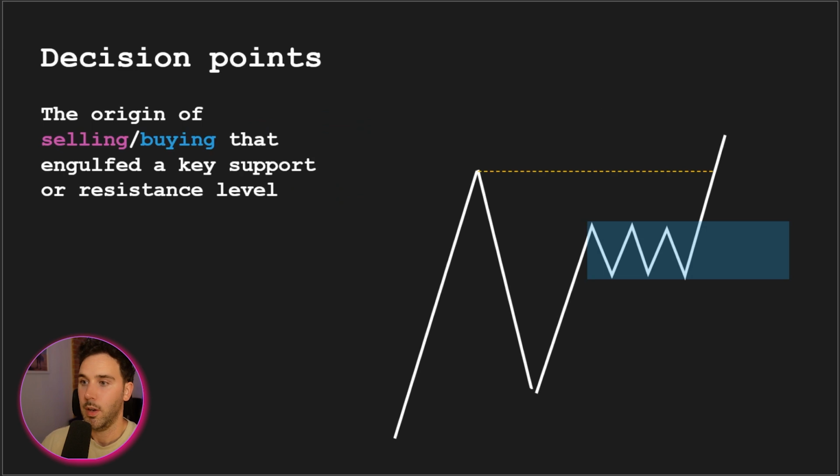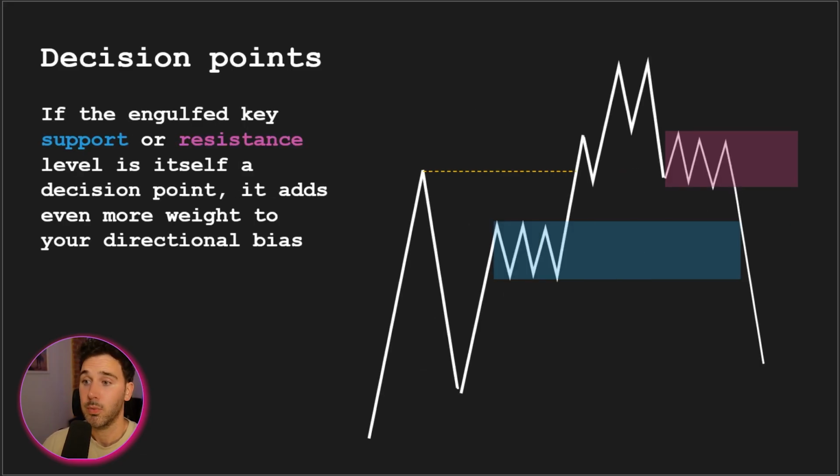So decision points are the origin of selling or buying that engulfed a key support or resistance level. In this case, it was a high. It was a very obvious high on the chart, and that should be quite clear for you. If the engulfed support or resistance level is itself a decision point, it adds even more weight to your directional bias. And again, like I said, we look to go short at this level. This is a key level because it's broken another key level.